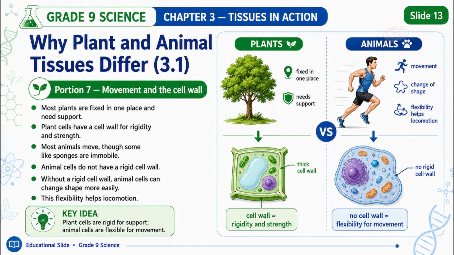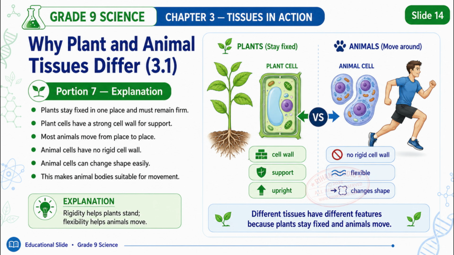Explanation. Most plants are fixed in one spot and must stay firm and upright, so their cells have a strong cell wall for rigidity and support. Most animals move about, though a few, like sponges, stay fixed. Animal cells have no rigid cell wall, so they can change shape easily, and this flexibility is what makes their bodies suitable for locomotion, movement.